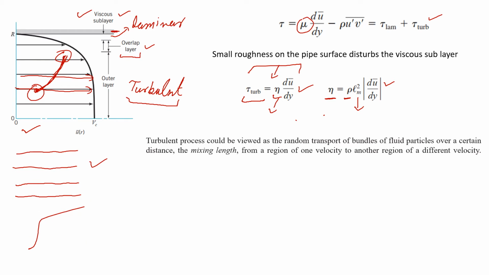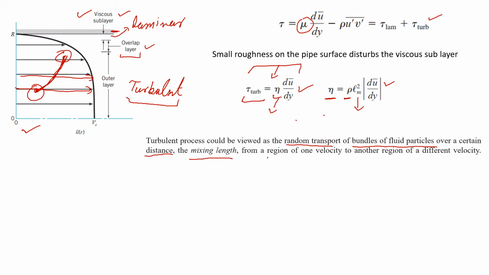So he came up with this term of mixing length, and if you read the statement, the turbulent process could be viewed as a random transport of bundles of fluid particles over a certain distance, and that certain distance, the mixing length, from a region of one velocity to a region of different velocity. This is why turbulence occurs, because there are different regions of velocity, and we don't have different regions of velocity in laminar flow, but only in turbulent flow. So due to that velocity gradient, that is why the mixing occurs.